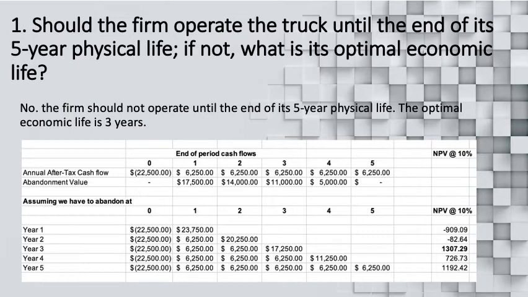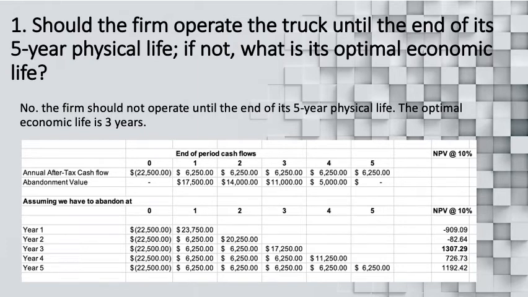So, why is it that the optimal economic life is only 3 years? As we can see in the results, year 1 is negative, so it is not optimal. Year 2 is still negative, so they should continue still. At year 3, it is a positive one, $1,307.29, but they can't decide yet because there are 2 remaining years. Year 4, $726.73, is a little bit lower than year 3. And in year 5, there is also a difference from year 3.